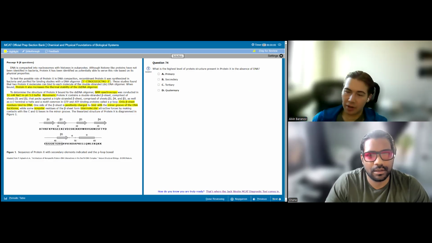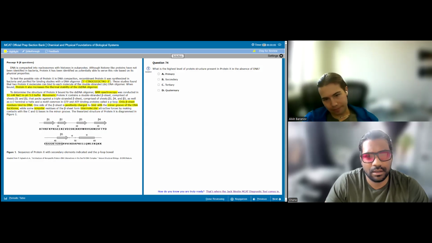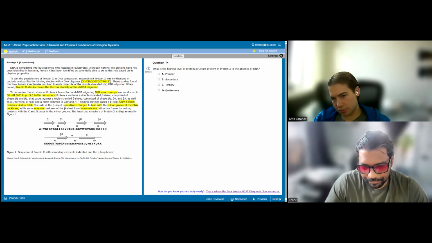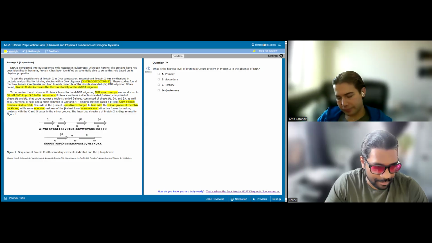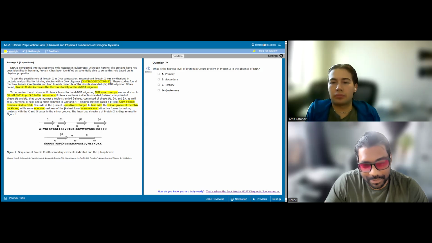God, I was really back and forth on this one. Okay, so you knew right off the bat it's not quaternary, because you saw a monomer, right? Yeah. And now let's think about it.